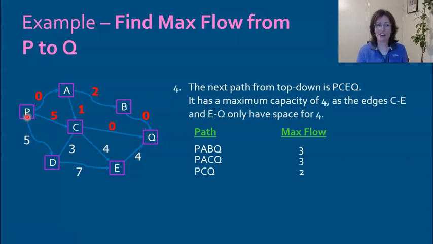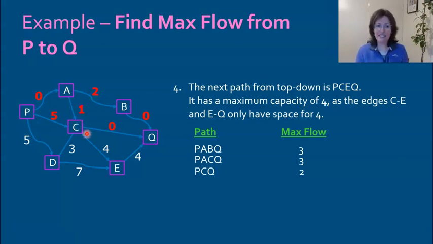Next path. We can go from P to C again, and then E to Q. Yes, there are other paths we could go, and it doesn't matter which one you do. We just tend to go top down. If you want to try this going another way and see if you still get the same answer as me, do that by all means.